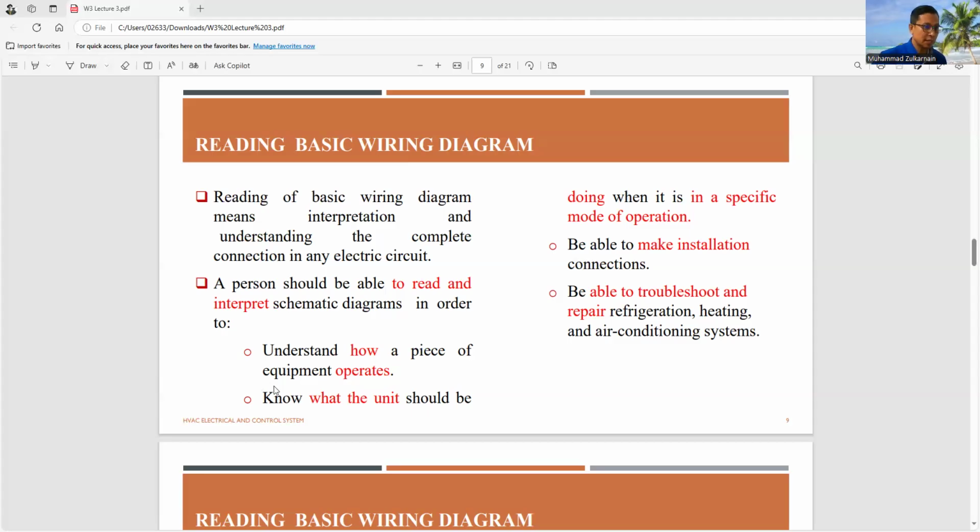And be able to make the installation and connection, so you can understand how to install. Be able to troubleshoot and repair refrigeration, heating, and air conditioning systems. So once you understand the schematic, if you are facing troubleshooting, you can solve the problem easily.